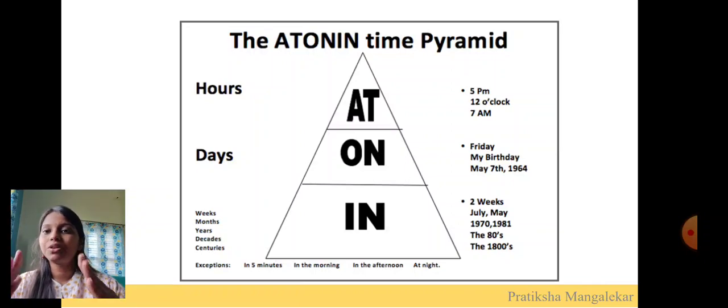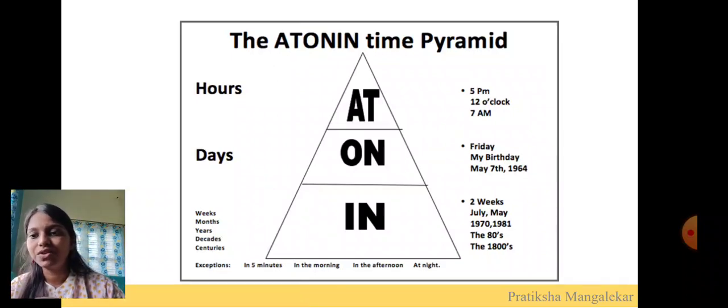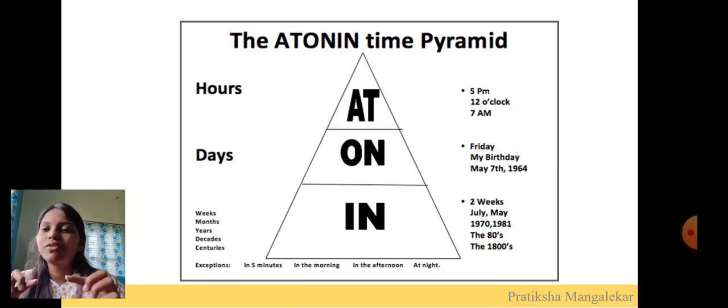You understand how the triangle is placed? The biggest portion is covered by in. That means these are the biggest time periods: weeks, months, years, decades, and centuries. Then the smaller one is on, which talks about days. The smallest one is hours, which talks about at, with the certain exceptions that we have.